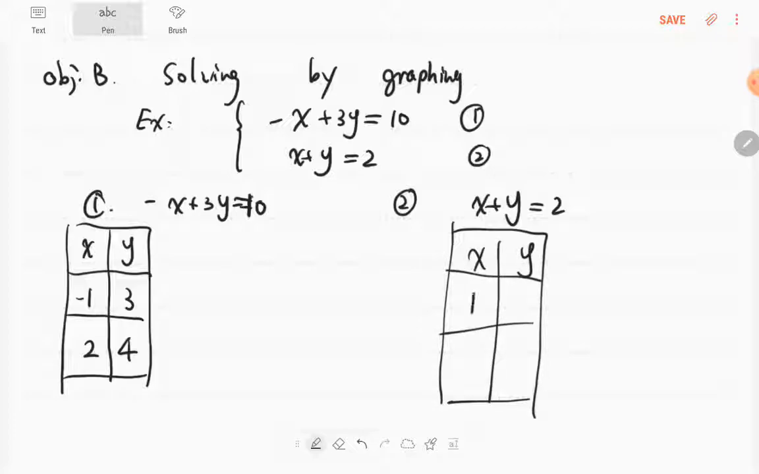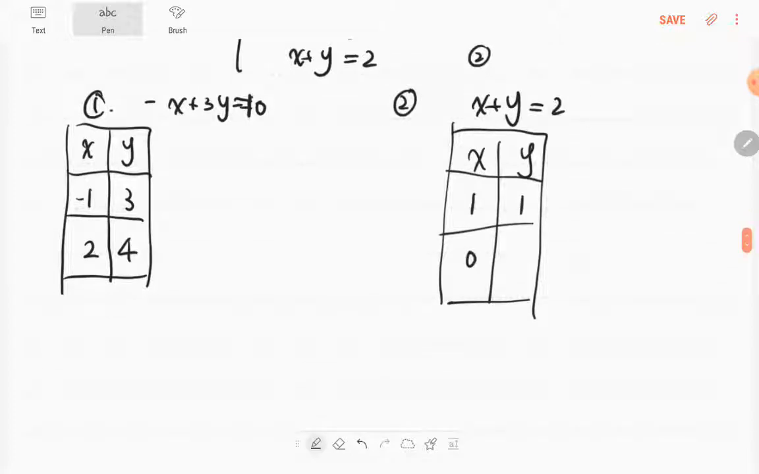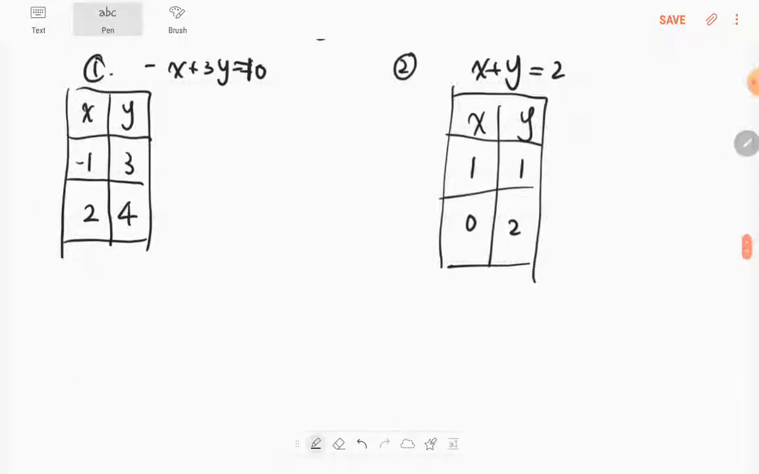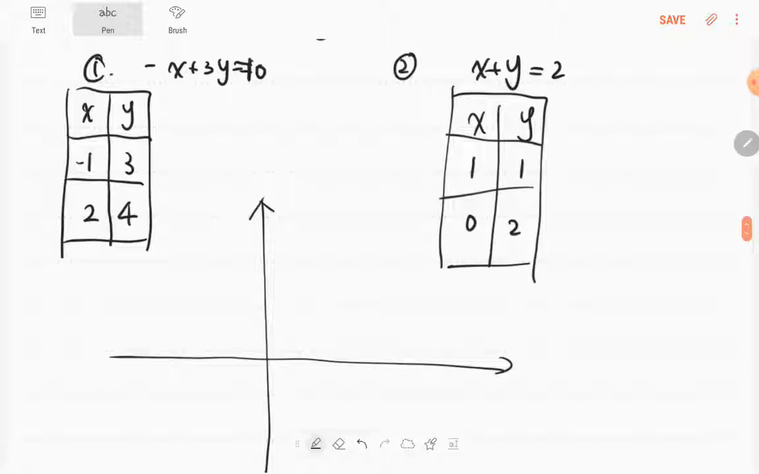So if x equals 1, y is equal to 1. If x equals 0, y is equal to 2. So now we could use several points to help us draw the graph.